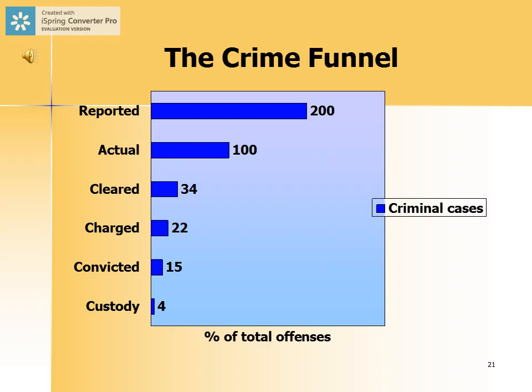So dramatic is this attrition of cases in the Canadian criminal justice system that it's often graphically referred to as a funnel. So if you look at this graph on slide 20, using this hypothetical number of 200. For example, if you've had 200 cases reported to police, only 100 of those actually turn out to be cases where a criminal charge is warranted. Of those 100 cases where the police lay a criminal charge, 34 are cleared. In other words, the defendant never goes to court and is never criminally convicted.